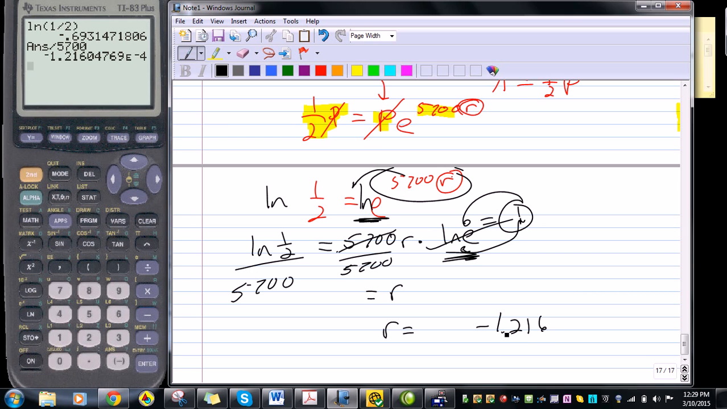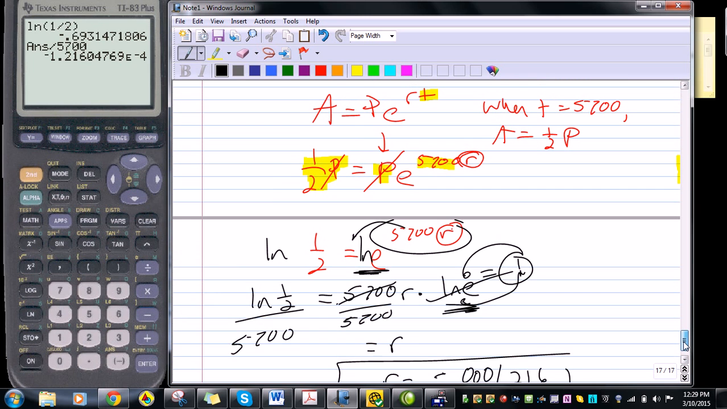fourth. So I'm going to move the decimal over 4 spots. Right? So it's going to move 1, 2, that's 1 0, 3, another 0, 4. Right? So this is my value of r, my rate of decay for carbon-14.